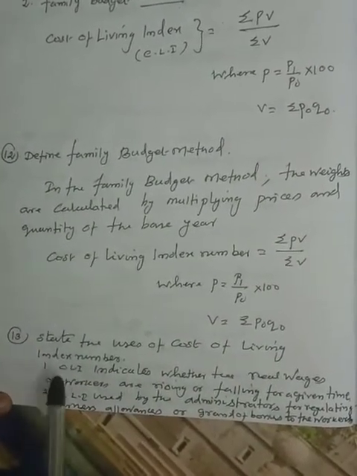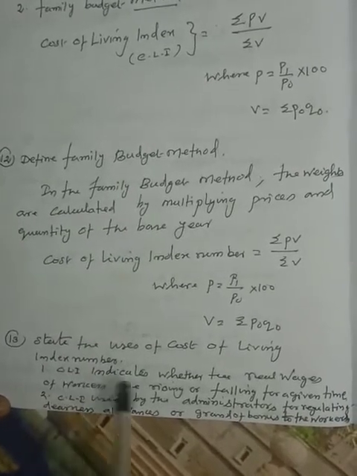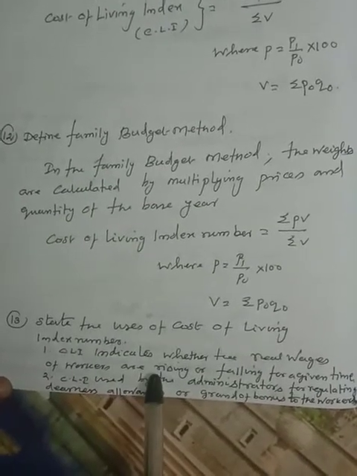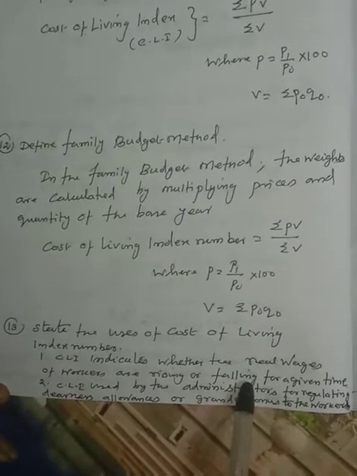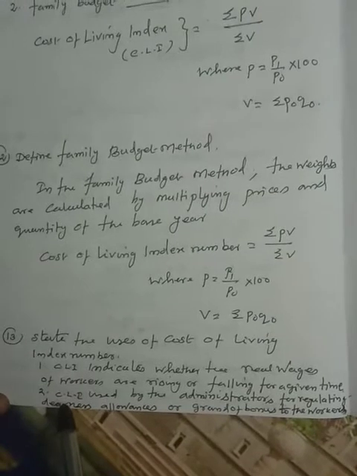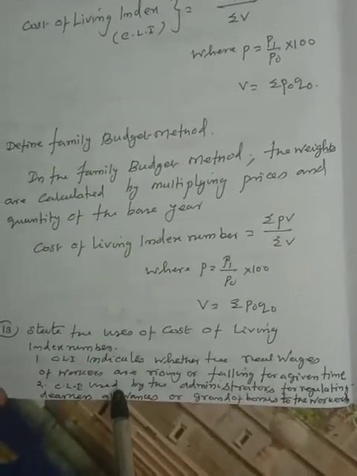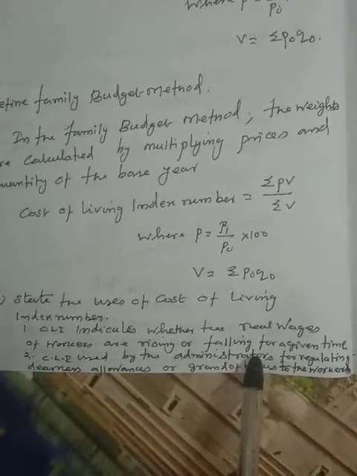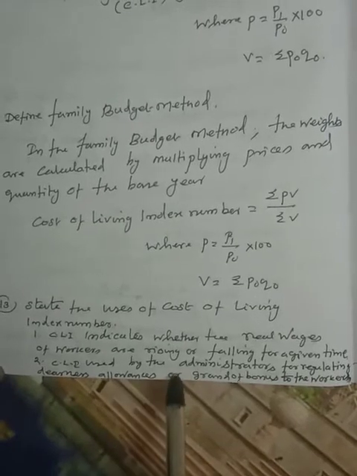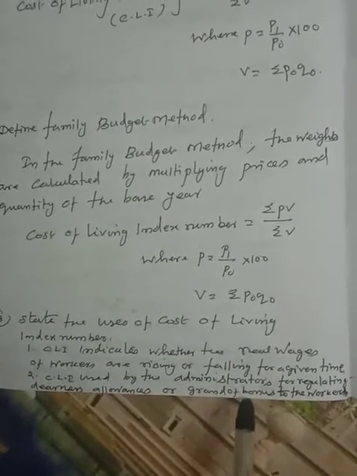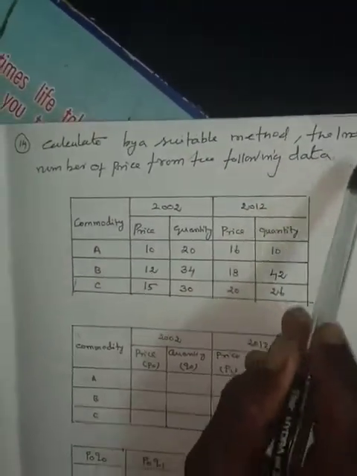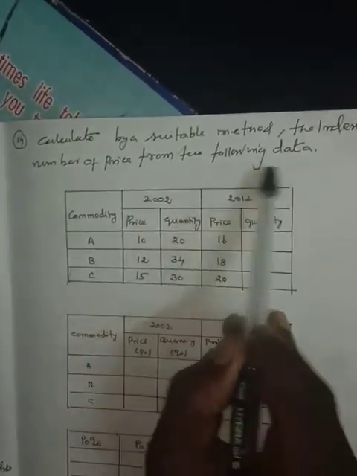Number 1, cost of living index number (CLI) indicates whether the real wages of workers are rising or falling for a given time. Number 2, cost of living index number (CLI) is used by the administrators for regulating or decreasing allowances or granting bonus to the workers. Calculate the suitable method for the index number of price from the following data.